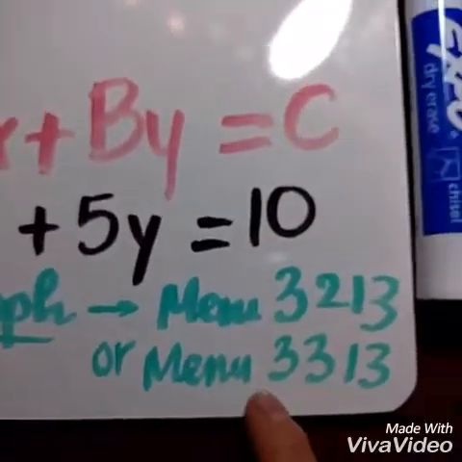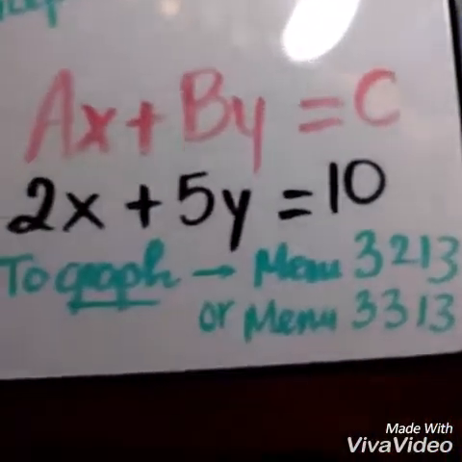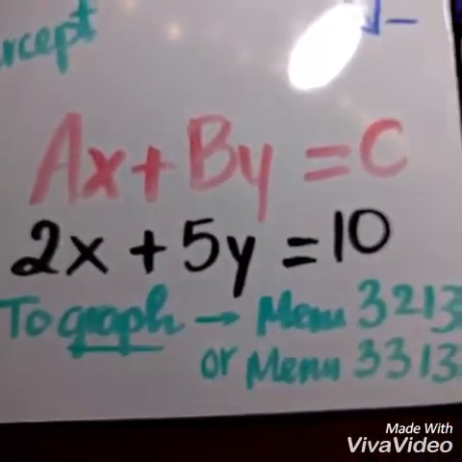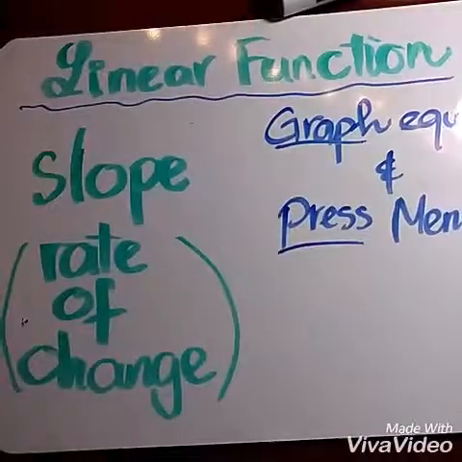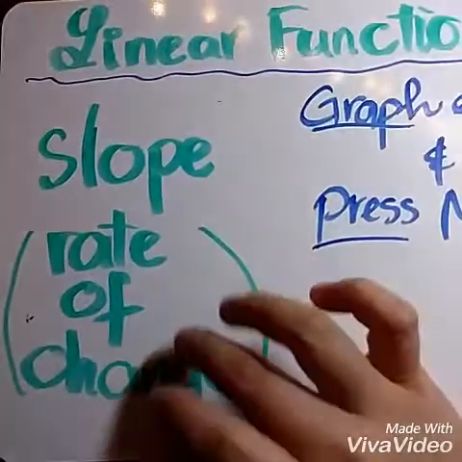On some calculators, you may need menu 3313. Be sure you ask your teacher before you use any of those codes. Many times they will ask you for the slope. In other words, they ask you for a rate of change.